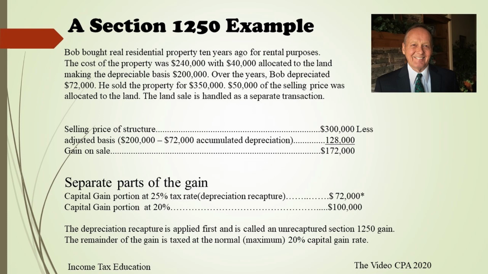We have to divide that gain out between the recaptured depreciation and what is called in the tax code an unrecaptured Section 1250 gain. Now why they call it unrecaptured, I don't know, because we're recapturing it right here, but it's called an unrecaptured Section 1250 gain. And so two parts, the unrecaptured Section 1250 gain and then the capital gain part of it. So $72,000 is the unrecaptured 1250 gain, and $100,000 in this case then would be taxed at capital gain rates of a maximum of 20%. So that's the way the Section 1250 example works.